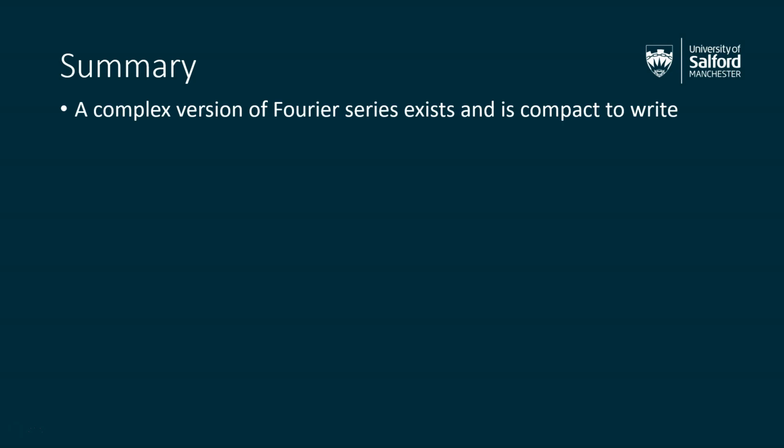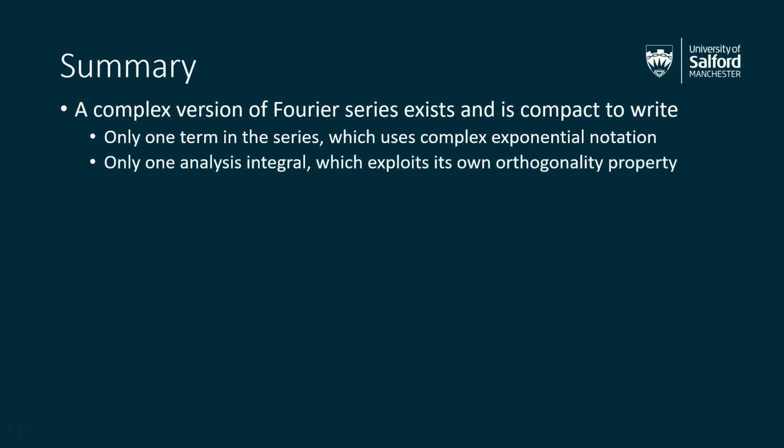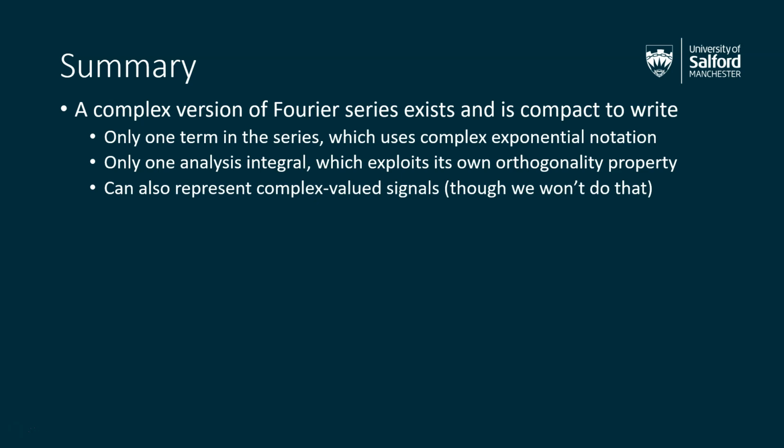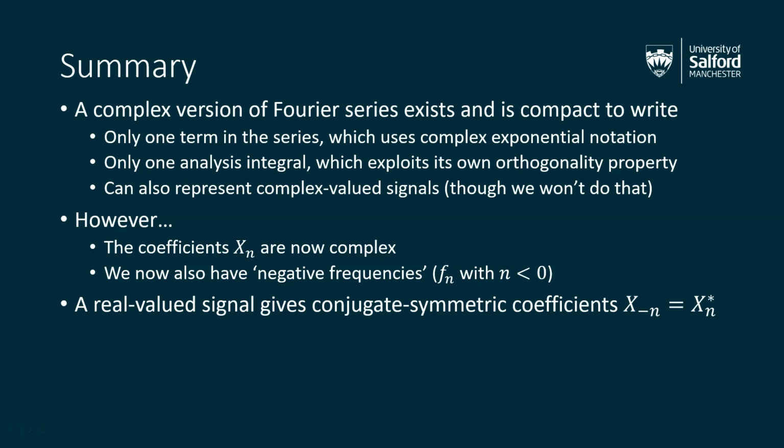So to summarise, a complex version of Fourier series exists and is compact to write. There's only one term in the series, which uses complex exponential notation. And there's only one analysis integral, which exploits its own orthogonality property. It can also represent complex valued signals, though we won't do that. However, the coefficients Xn are now complex. We now also have negative frequencies at fn with n smaller than 0. And if we have a real valued signal, we'll get conjugate symmetric coefficients: X with minus n is equal to the conjugate of X with n.